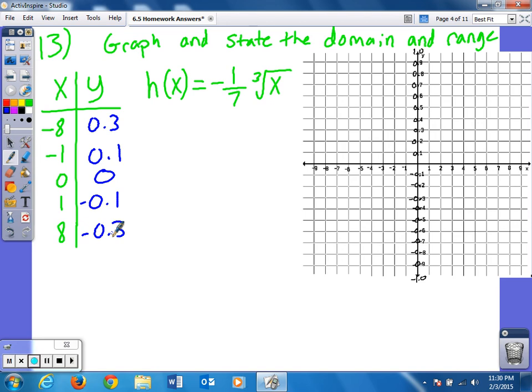Now I've changed the y values on this graph to be 0.1, 0.2, 0.3, and -0.1, -0.2, and -0.3 so that we can graph this a little bit better. So the first point there is (-8, 0.3). It's going to be -8 and then up 0.1, 0.2, 0.3. Then we have (-1, 0.1), and (0, 0), (1, -0.1), and (8, -0.3). So it'll come in here, go down a bit, and then nearly flatten out again.